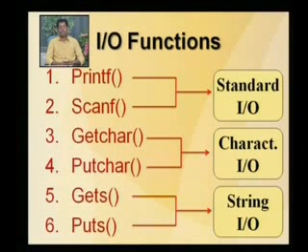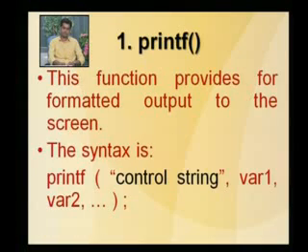So basically our input output functions are divided into three different categories: standard input output functions, character based input output functions, and string based input output functions. Standard input output functions are printf and scanf. Character based input output functions are getchar and putchar, and string based input output functions are gets and puts. The first one is printf.